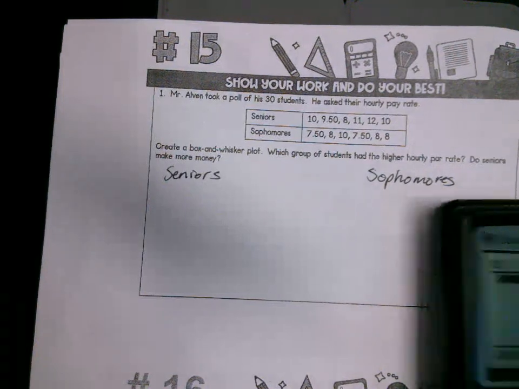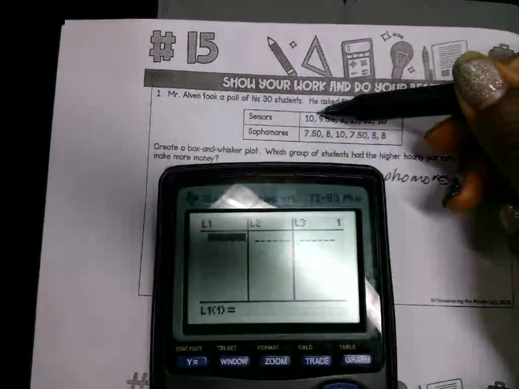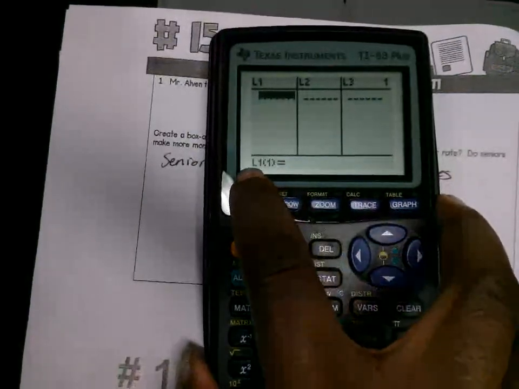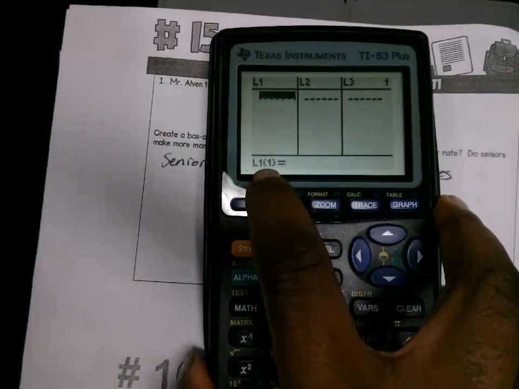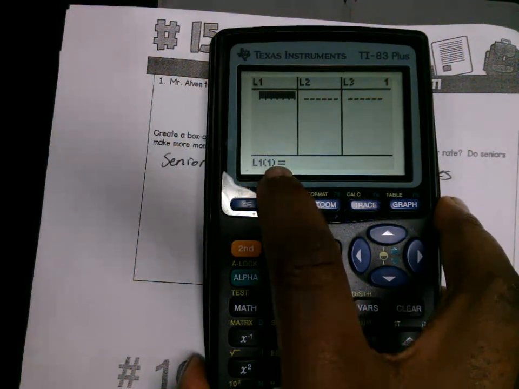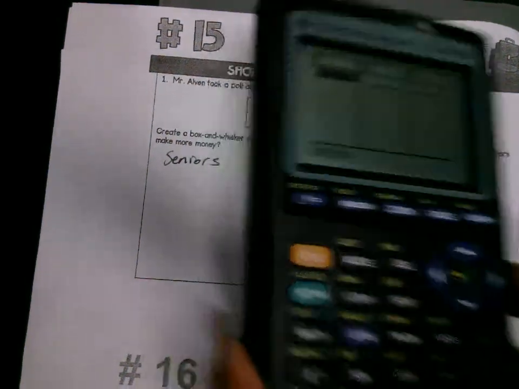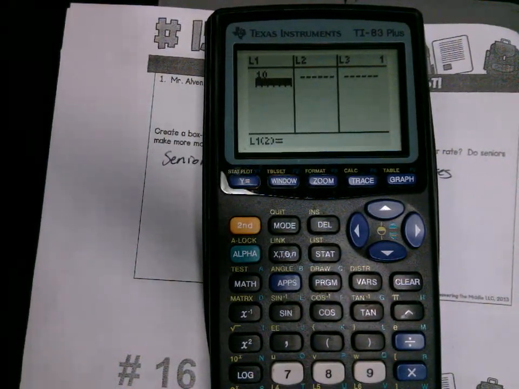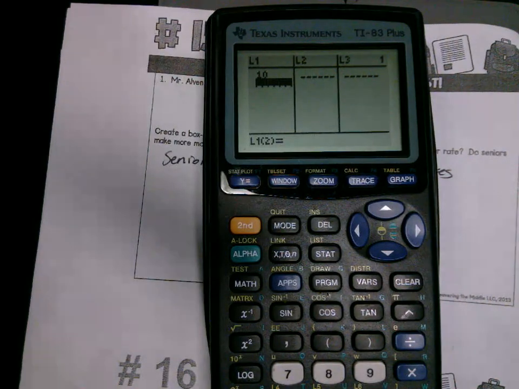All right, so do this with me. I'm going to type in the numbers for the seniors. So look at the bottom of your screen. Do you see where it says L1? That's list 1. Then it's telling you to type in the first number for list 1 in the parentheses. So you're going to type in that first number, which is 10. So type in 10 and press enter to go to the next line. Or you can press the down arrow to go to the next line.